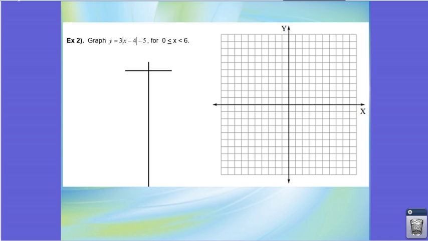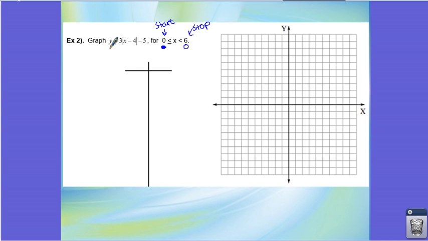Okay, let's take a look at example 2. For example 2, we have the function y equals 3 times the absolute value of x minus 4 minus 5. This time, I have to start my domain at an x value of 0 with a shaded circle because it is included, and I have to stop my domain at 6, but I have to use an open circle because it's actually not included in the solution set. All real numbers between 0 and 6 are included, but I cannot include 6.